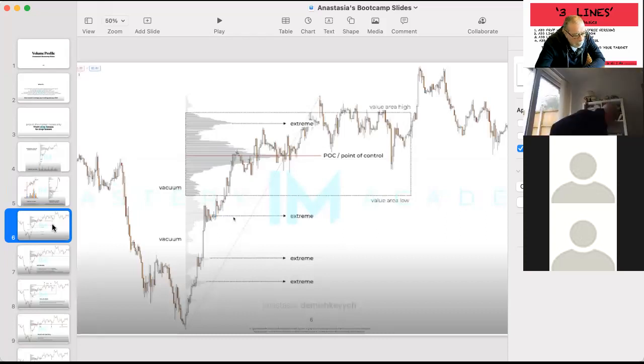And let's get used to Anastasia's terminology. English isn't her first language, so she does well to explain this in English, but she uses slightly different terms to the ones that we use.